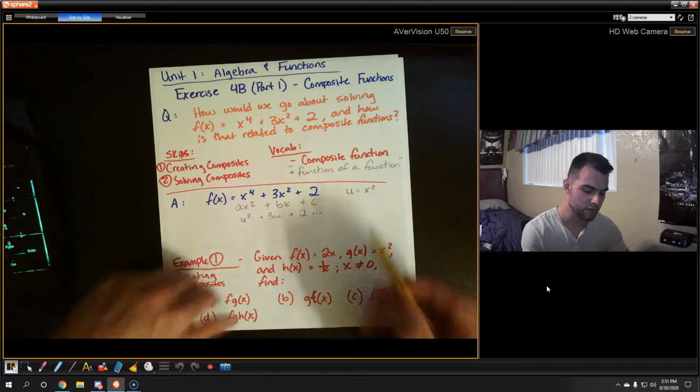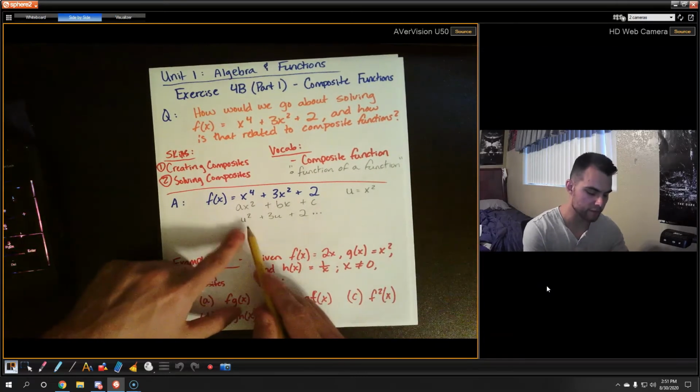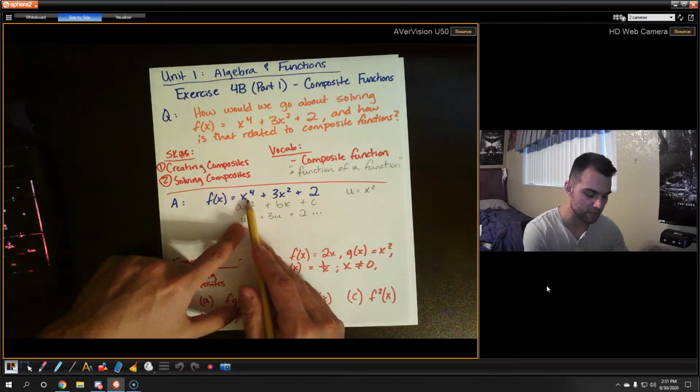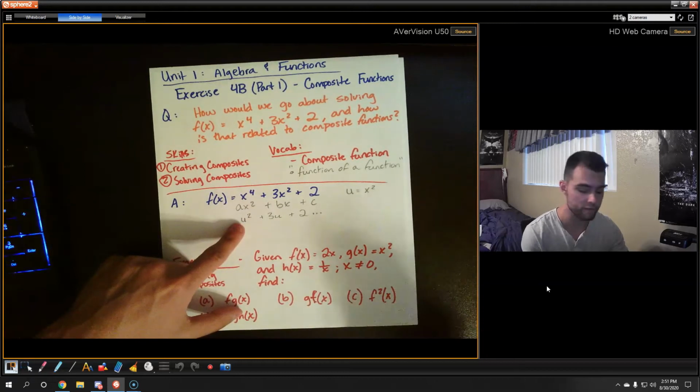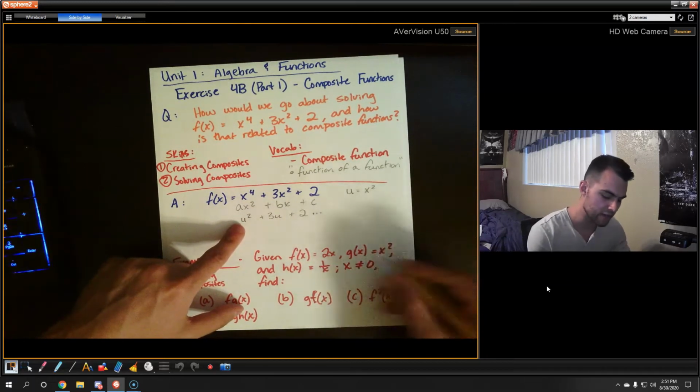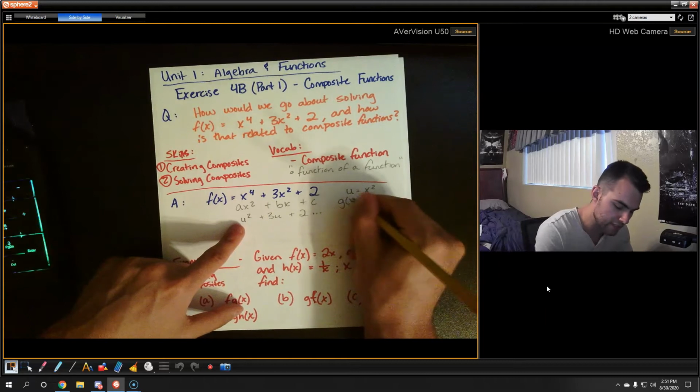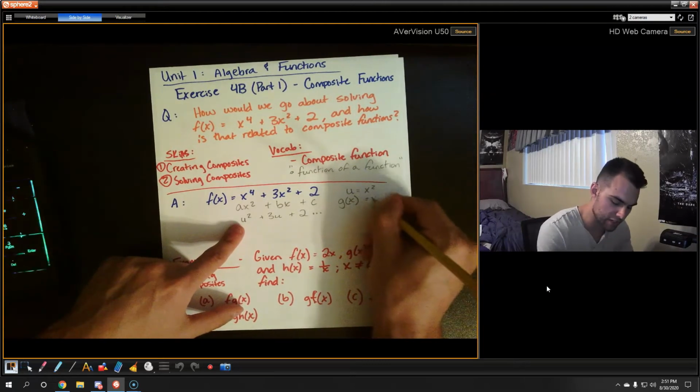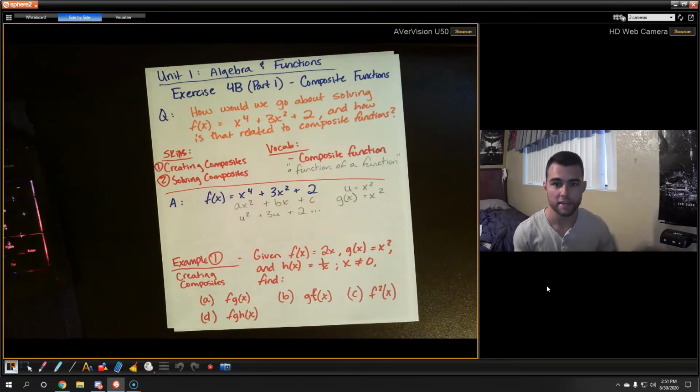So for example, if I have u equals x squared, you can see every time I have an x squared term, I'm going to substitute u in for it, right? Well, what if I did this instead? What if I said this was g of x? g of x equals x squared. Okay? Nothing really changed. Nothing really changed.